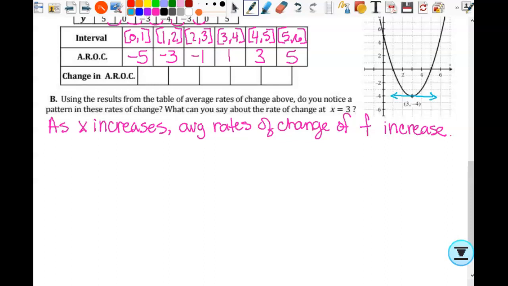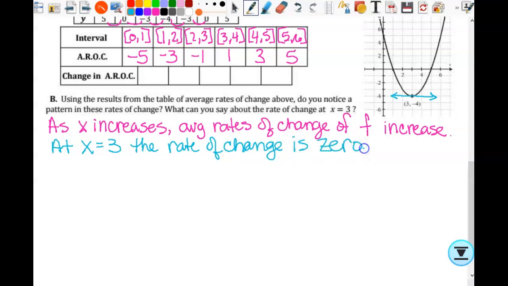So then I can say at x equals 3, the rate of change is 0. Notice I didn't just put 0. We've got to write it out in words. Everybody okay with that so far?